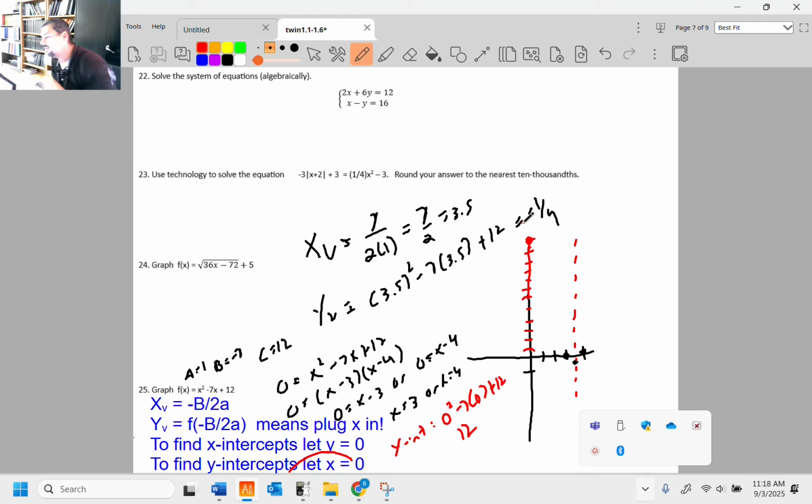And then I can use what's called symmetry. I have a point that is 3.5 units to the left of the line of symmetry, which means there is another point which is 3.5 units to the right.